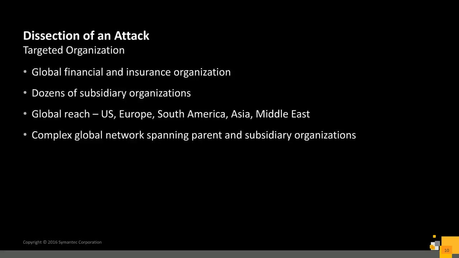So the targeted organization was a global financial and insurance organization. They have a presence in a number of different countries and dozens of subsidiary organizations. This is not a small company at all. And they have a very complex global network that spans through their parent and through all their subsidiaries. So there are multiple different points on the network where they're unable to implement controls simply because of laws or because information had to flow freely through that particular node.